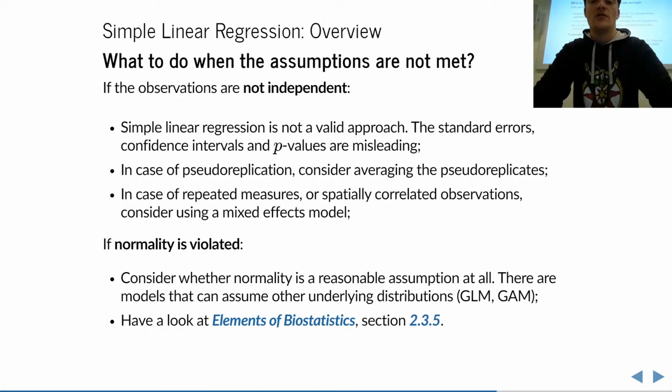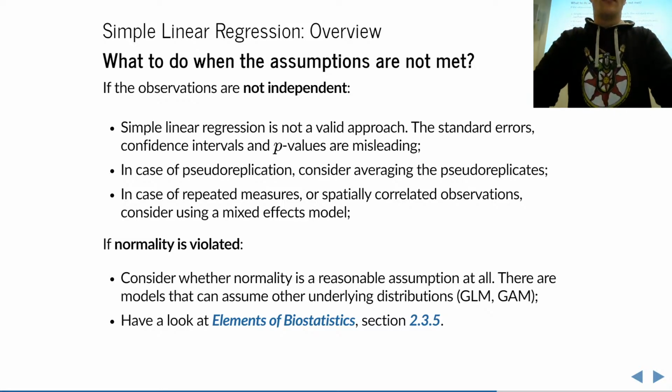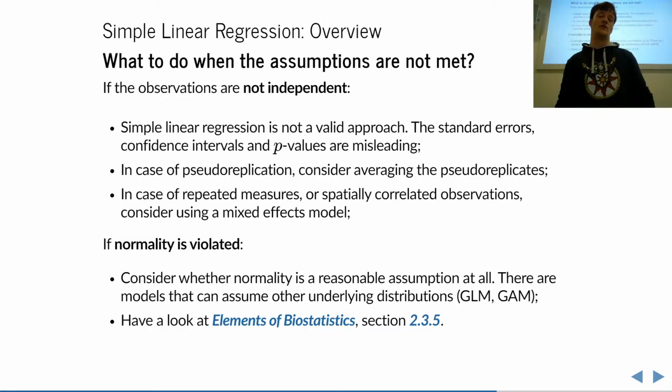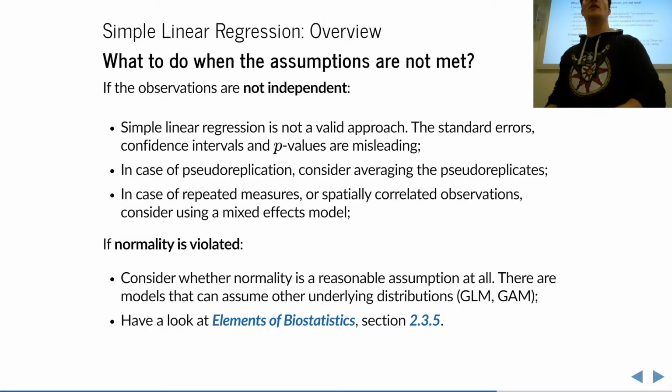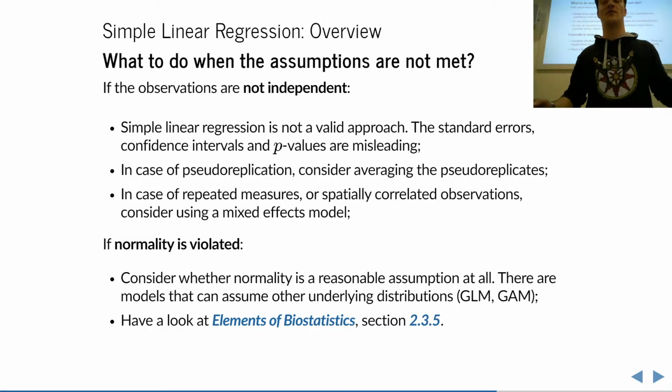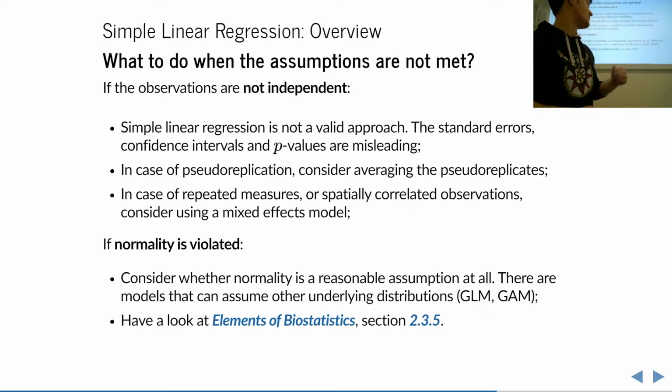And if you have repeated measures, spatially correlated observations, or other kinds of dependent data, then you should really look into mixed effects models. If normality is violated, there are two things that could happen. Either it is just not quite normal, but it was a reasonable assumption, or normality was never a reasonable assumption in the first place. Let's say you have count data. We know certain distributions that are suitable for count data, like the Poisson or the negative binomial. So you shouldn't be using normal linear regression anyway.